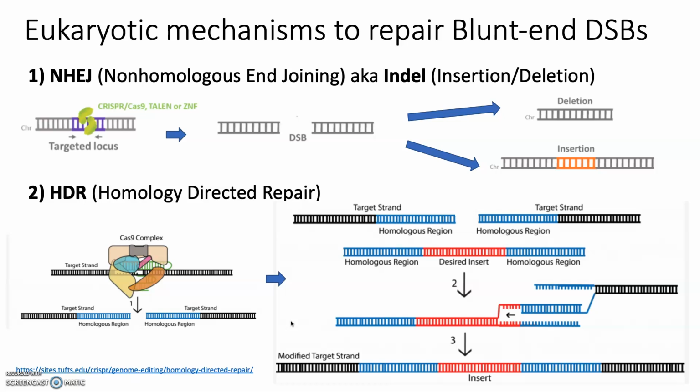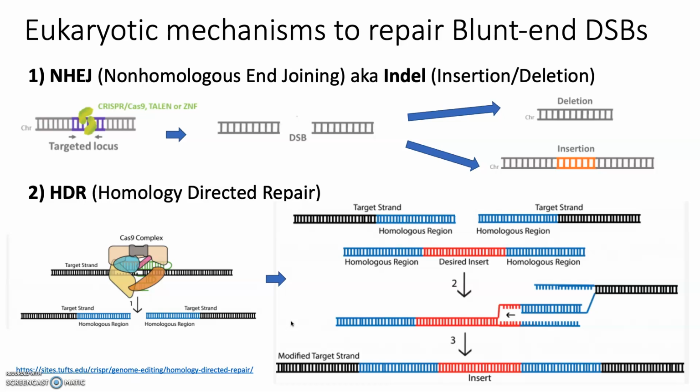Regardless, HDR uses a template strand or a template DNA fragment to fix the double-stranded break and basically replace the break with a specific sequence. In the cell, it would usually be a sister chromatid that has a similar sequence, although a different allele, that would serve as the template strand to fix and repair this break.